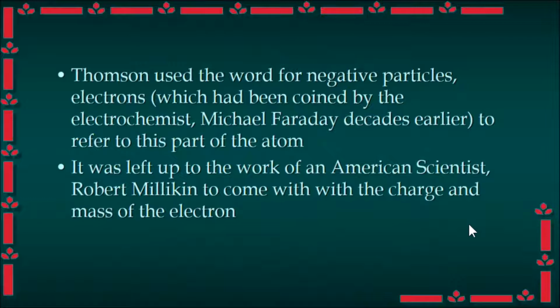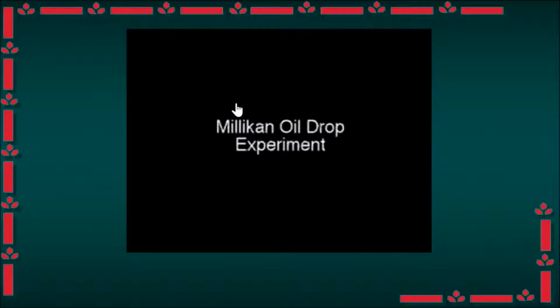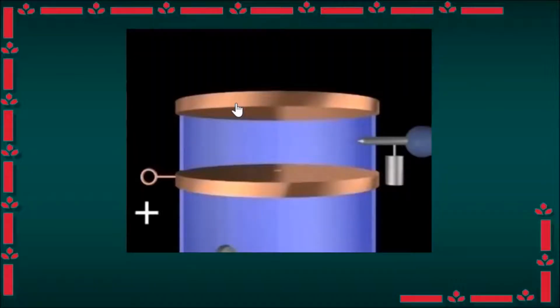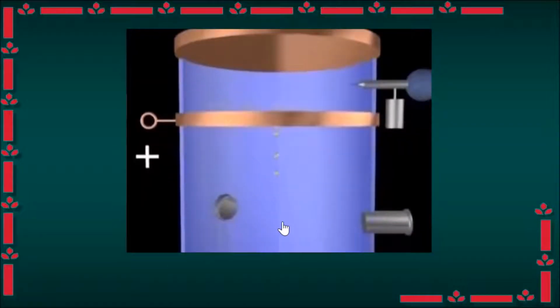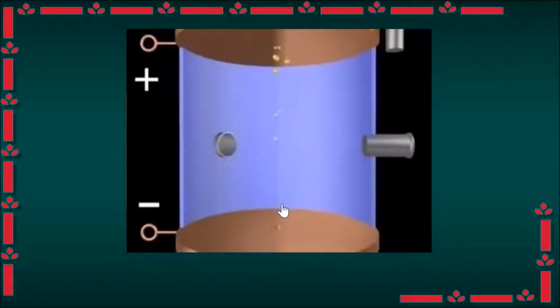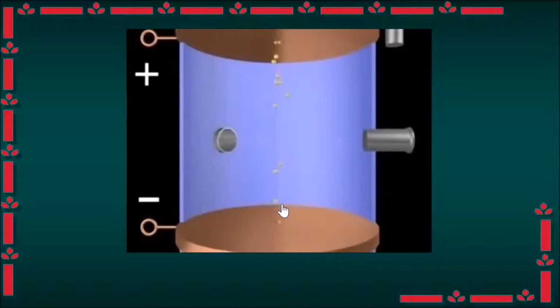All right, Thompson used the word electrons for negative particles, a term coined by Michael Faraday, and it was up to the work of an American scientist, Robert Millikan, to actually tell us how negative it was. This is perhaps the coolest experiment of all time. In 1909, Robert Millikan, working at the University of Chicago, succeeded in measuring the charge on the electron. He allowed a fine spray of oil to settle through a hole into a chamber where he could observe their fall. The top and bottom of the chamber consisted of electrically charged plates. He introduced a source of X-rays.